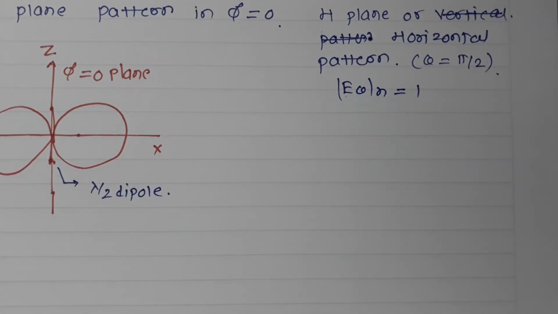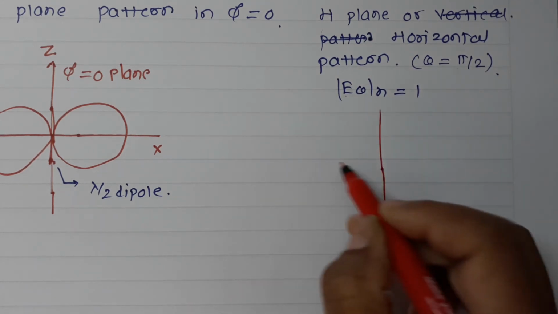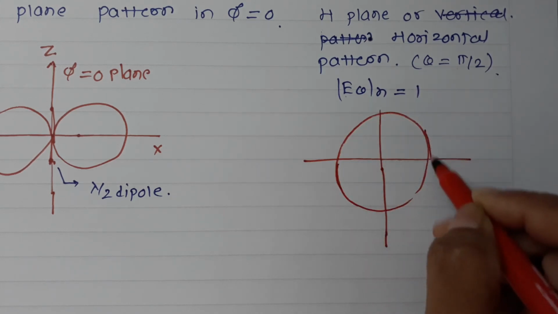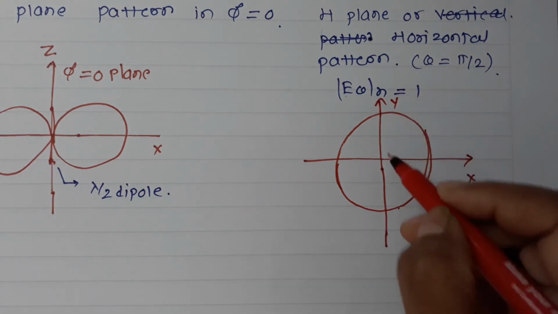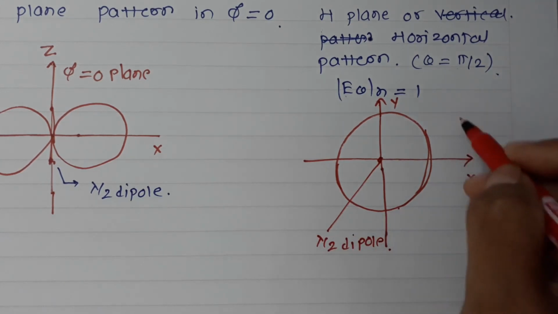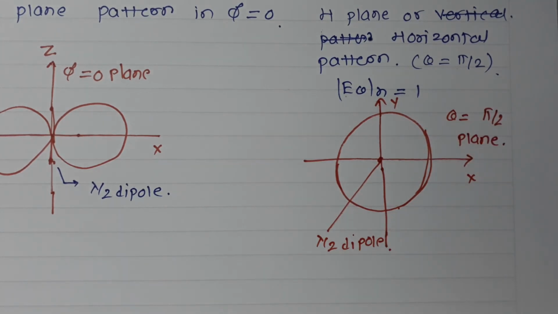So here, which is a circle of radius n, you can say the plot can be obtained here. If I talk about this particular pattern, I'll get the pattern here like this. If I draw this pattern, I'll get this kind of pattern over there. So this will be the y-axis, this will be the x-axis, and I can say this is my lambda by 2 dipole, and theta will be pi by 2 plane. So this is nothing but how we are getting this plot.